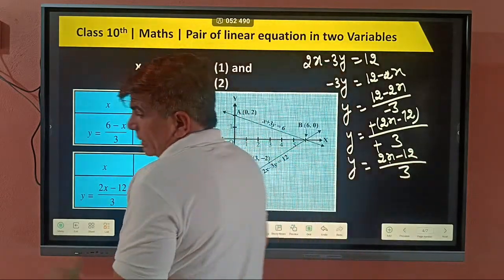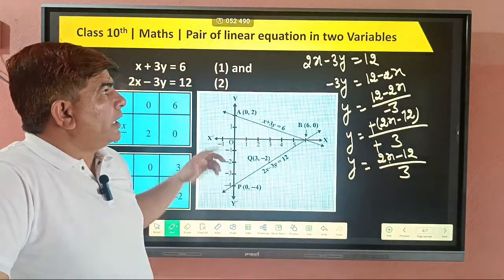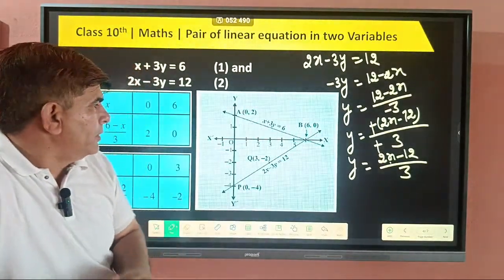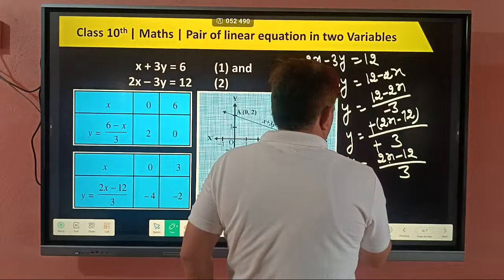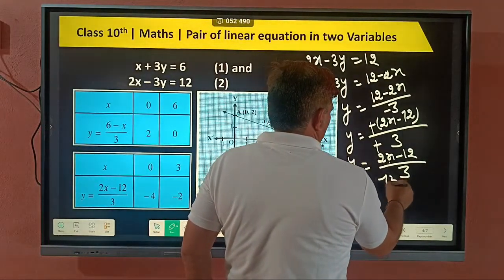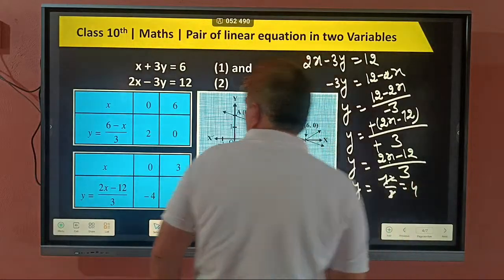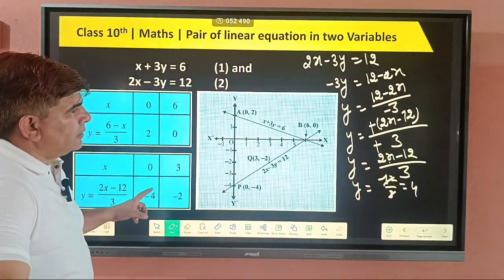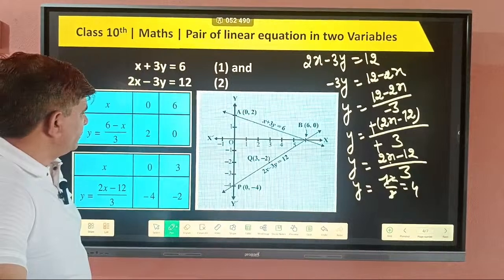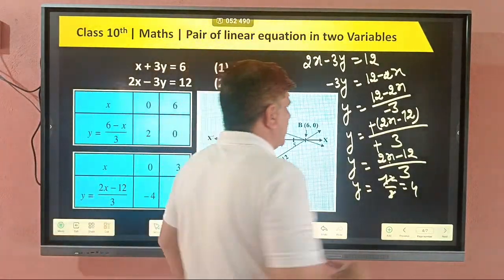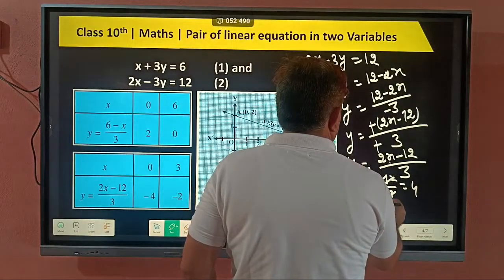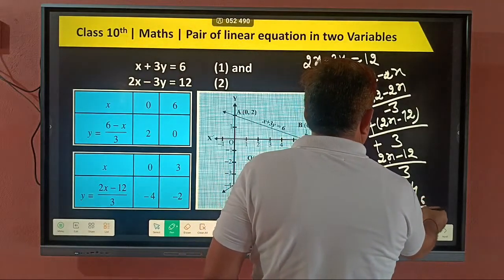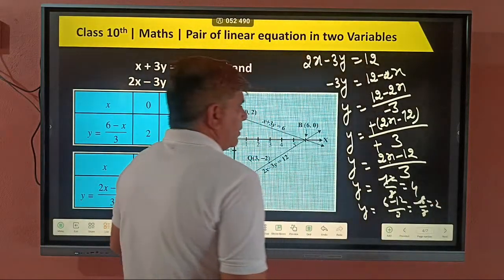You can draw this table in another way also, where y is the independent variable and x is the dependent variable. So when x equals 0, y equals minus 12 by 3, which is -4. Written. Then the value we take is x equal to 3. So y equals 6 minus 12 by 3, which is -6 by 3, so -2.